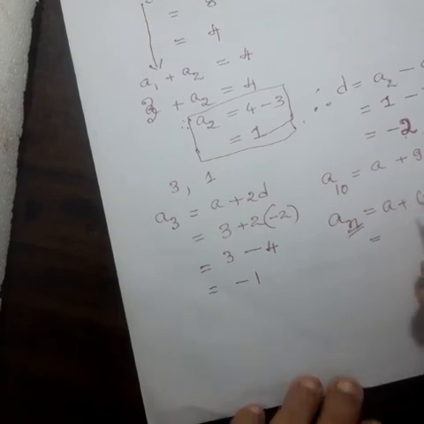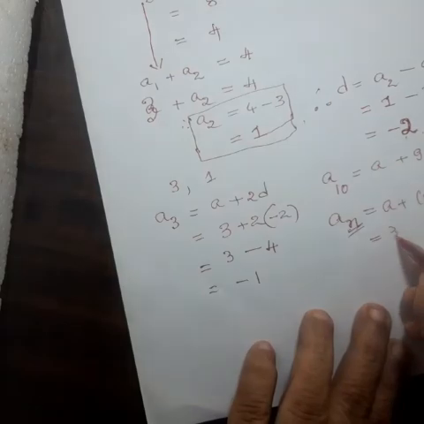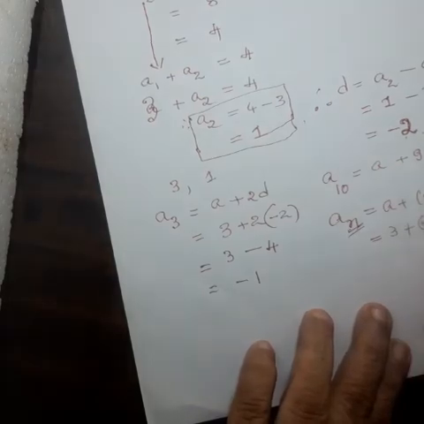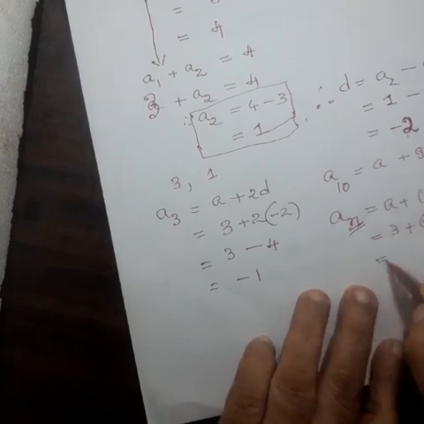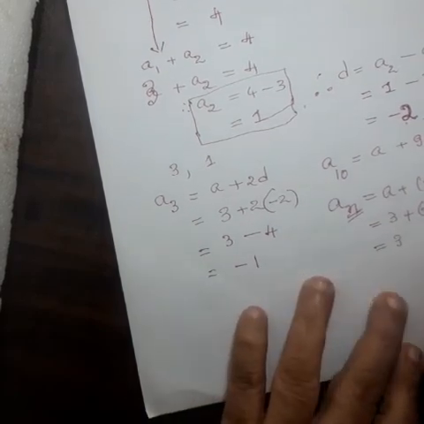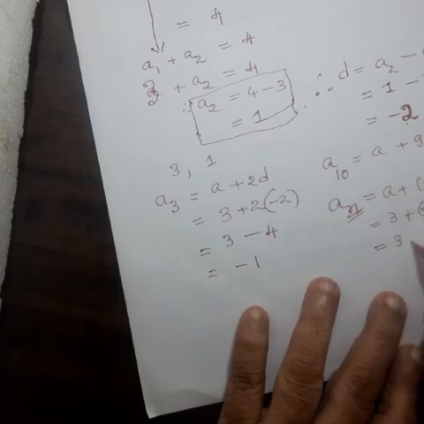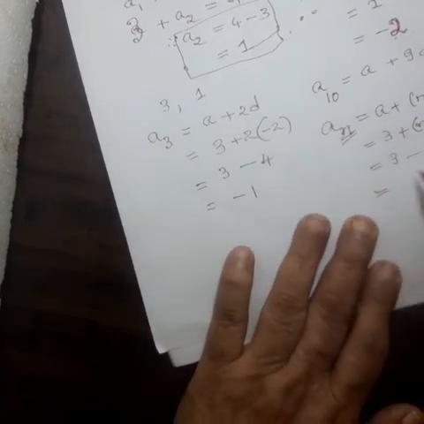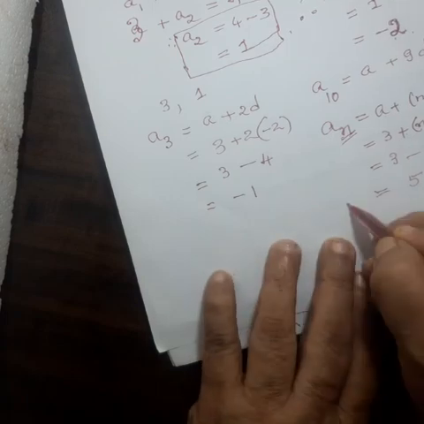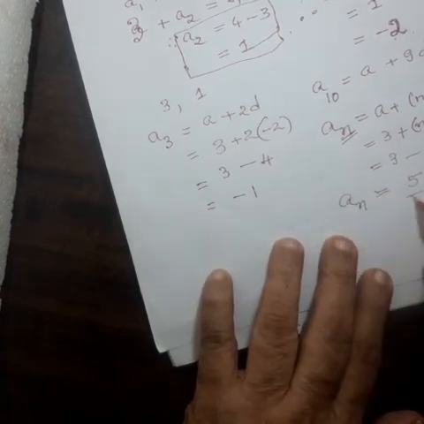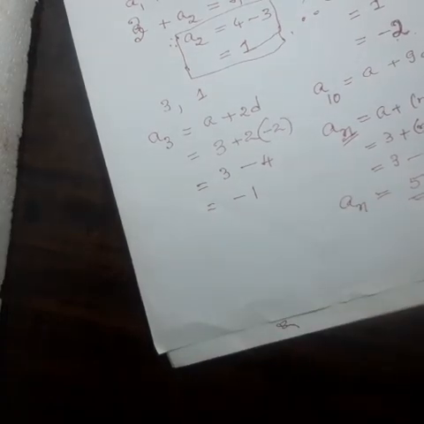So now let us substitute. What is A value? 3. 3 plus n I will keep as it is. N minus 1. D is minus 2. So come on, what will you get now here? 3 plus, minus into minus 2n plus 2. And this is equal to 3 plus 2 is 5, 5 minus 2n. This is our nth term. I hope you understood that sum. Please look over once again and learn it. And the time is finished.